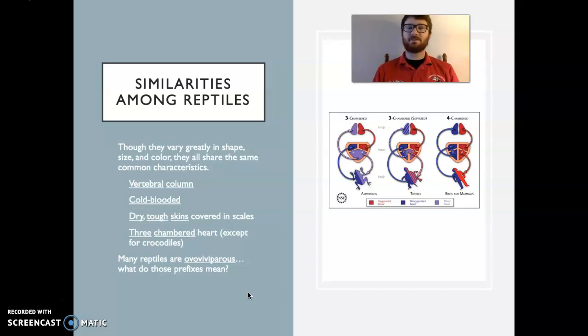Isn't that strange? So they're technically born in an egg, inside, the eggs hatch inside, and they're born live. So it looks like they're viviparous, but they're actually ovoviviparous. They do come from an egg. They're kind of both.